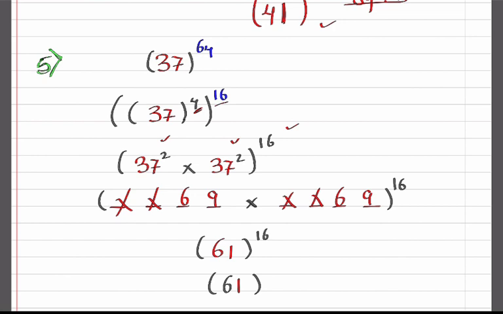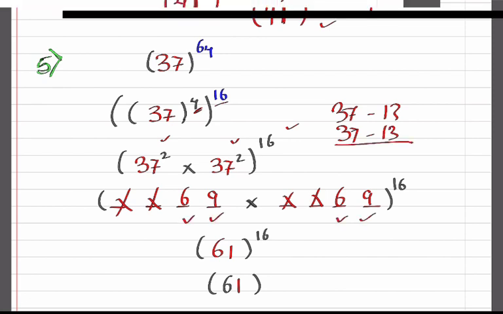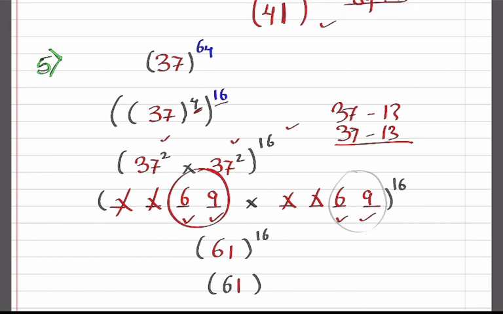37 square, what will I write? You have to imagine, minus 13 minus 13. What is 13 square? 169, so last two digits will be 69. Here also last two will be 69. Now I'm left with 69 into 69 to get the last two of this number. What is 69 square? If I'm solving by base method, I'll write plus 19 plus 19. What is 19 square? 361. It means the last two will be 61. So this remains to be 61 raised to 16.